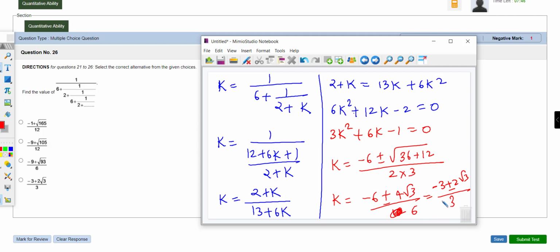Okay, so the value of k is going to be a positive number. The value of the given fraction has to be positive, it cannot be negative. So over here the negative sign should not be there. We have two options, plus or minus, but if you put negative, the overall expression becomes negative, which is not possible. So our answer is minus 3 plus 2 root 3 divided by 3. That is the last option.